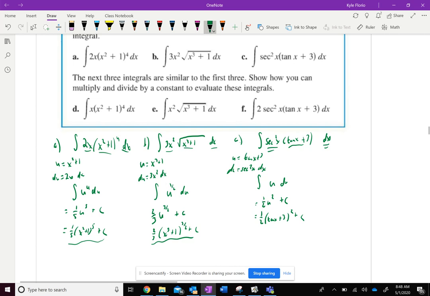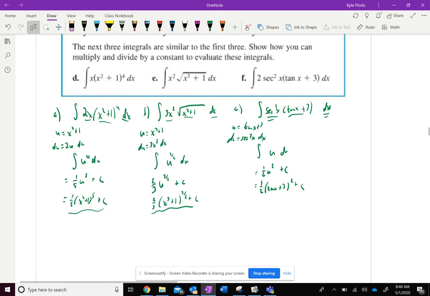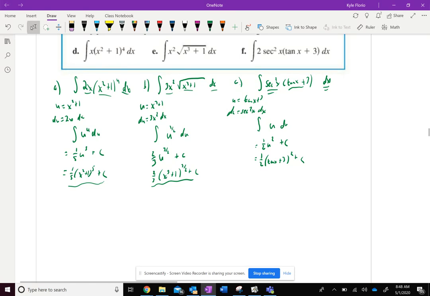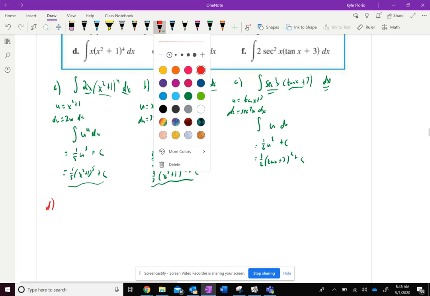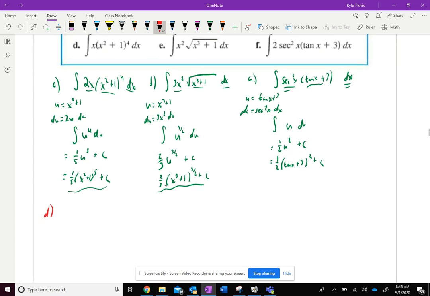These next three integrals are similar to the first three, so we're going to have to multiply or divide by a constant so that we can evaluate them. I'll try to squeeze it in here. Let's do Christmas colors. All right. And we'll make them a little skinnier. Okay. So the integral, I'll do that one. We'll do that one after that. And we'll do this one after that.